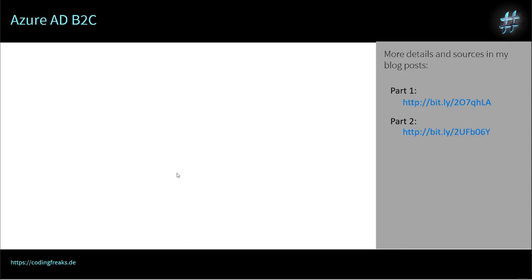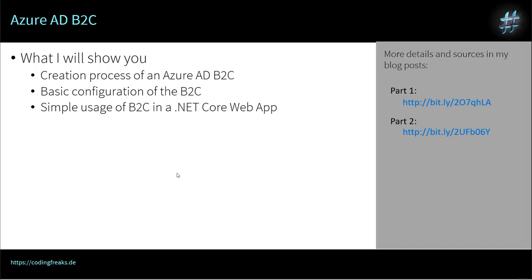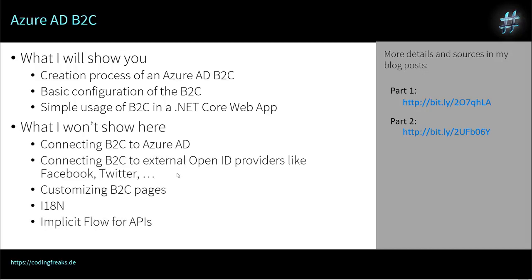So what I will show you now in this screencast is the creation process of a B2C, how do we get one, the basic configuration of the B2C, and a simple usage from within a .NET Core web app. What I won't show you is connecting this to an Azure AD, connecting this to external OpenID providers, customizing those B2C pages.